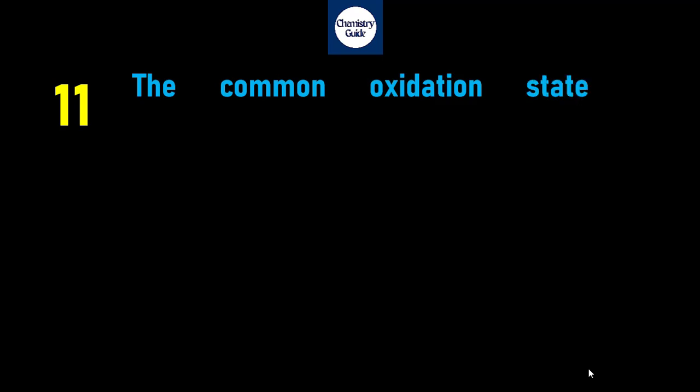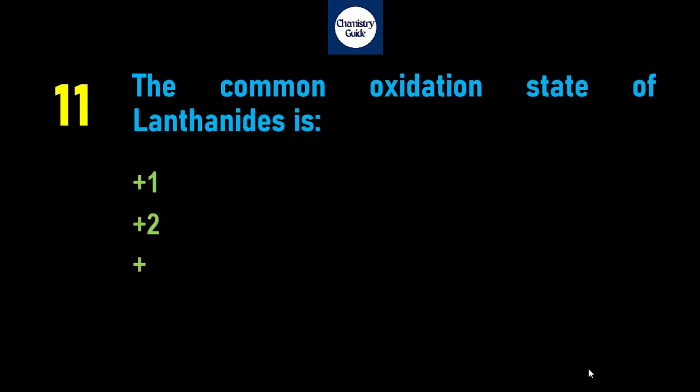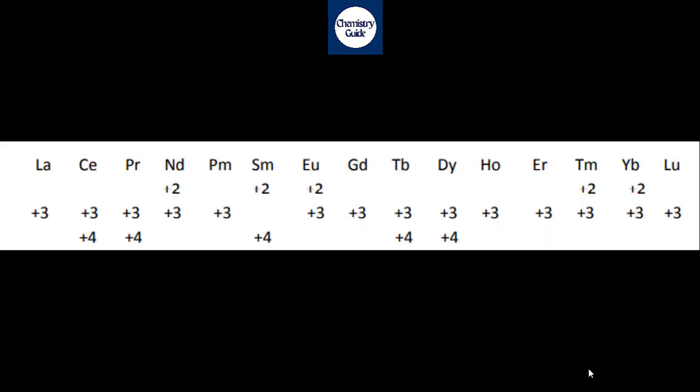Next, MCQ number 11: the common oxidation state of lanthanides is +1, +2, +3, +5. So the right answer is +3. The detail of this MCQ is, if we observe this list, we will find that almost all the elements except Sm contain oxidation state +3. So it is the most common oxidation state in the lanthanides.